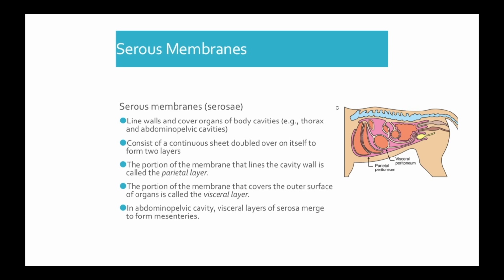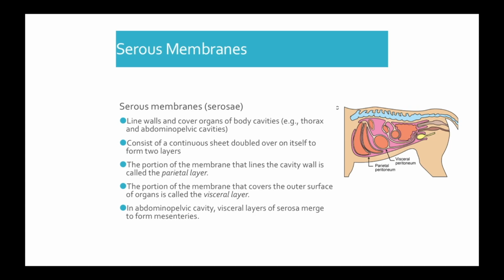Serous membranes, or serosa, line the walls and cover organs of body cavities. So the thoracic and abdominal pelvic cavities consist of a continuous sheet doubled over on itself to form two layers, and the portion of the membrane that lines the cavity wall is called the parietal layer. The portion of the membrane that covers the outer surface is called the visceral layer.